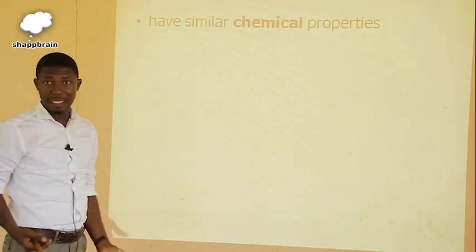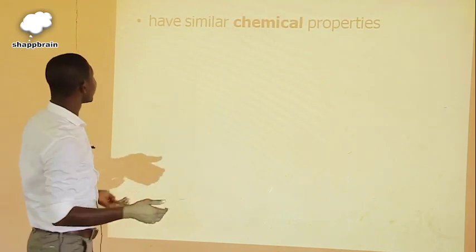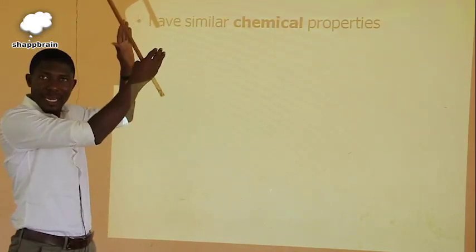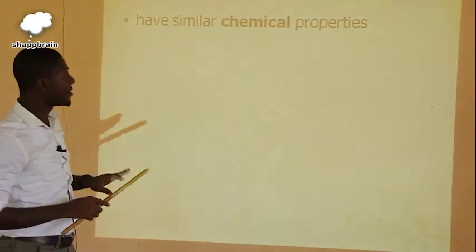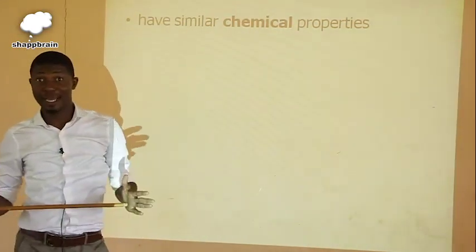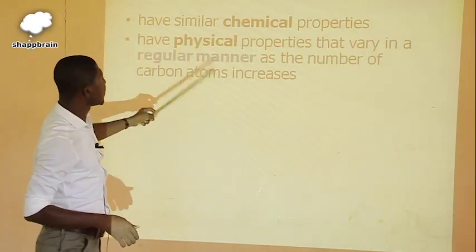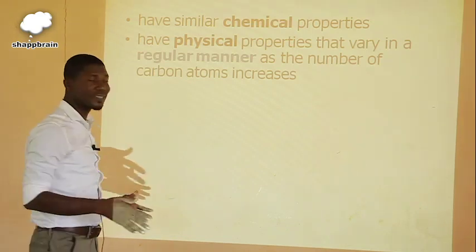Now we continue with the characteristics of homologous series. We say that they have similar chemical properties. So for all the members of the alkane group, that is from methane to decane, they have similar chemical properties. Good. Then they have physical properties that vary in a regular manner as the number of carbon atoms increases.